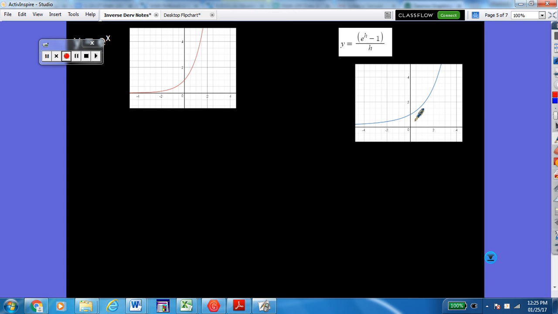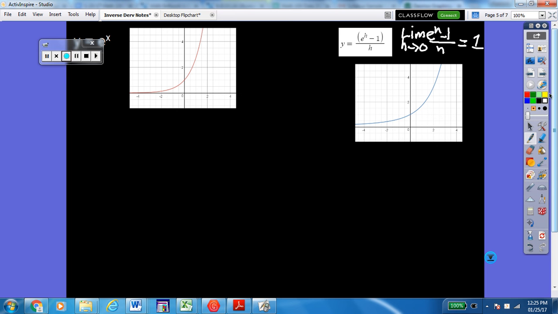In order to take the derivative of e to the x, the first thing I'm going to do is remind you that if you graph the function (e to the h minus 1) over h and take the limit as h approaches 0, the result, you can see from the graph, is going to be 1. Because we confirmed graphically that this is true, anytime we see this limit, we can replace it with 1. So that's going to be our prep work here.